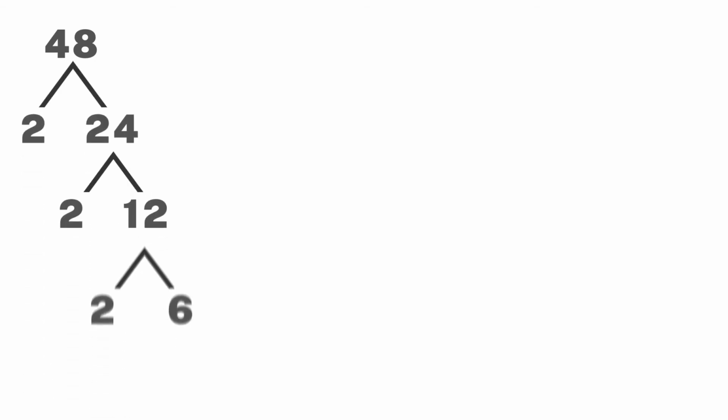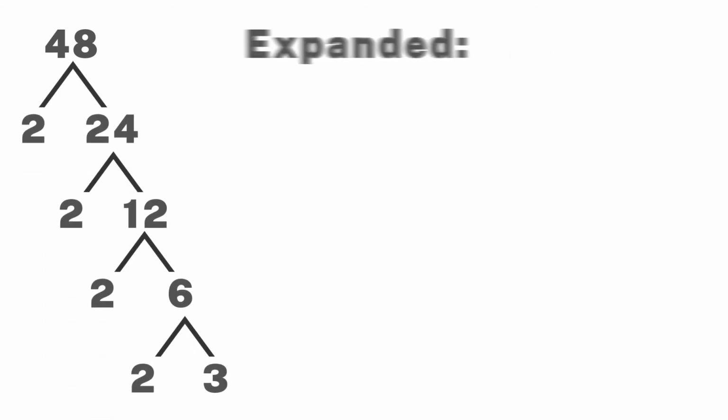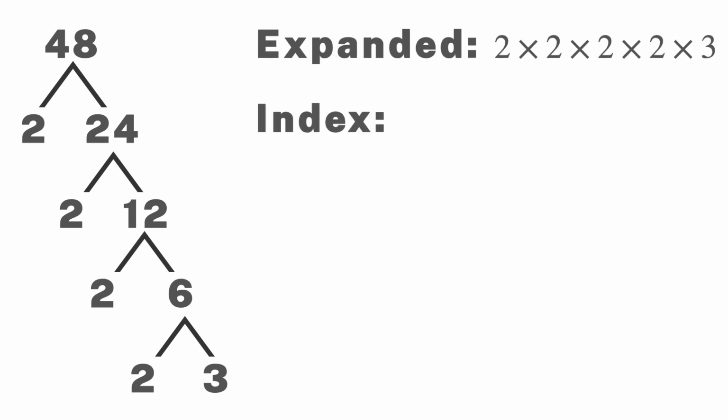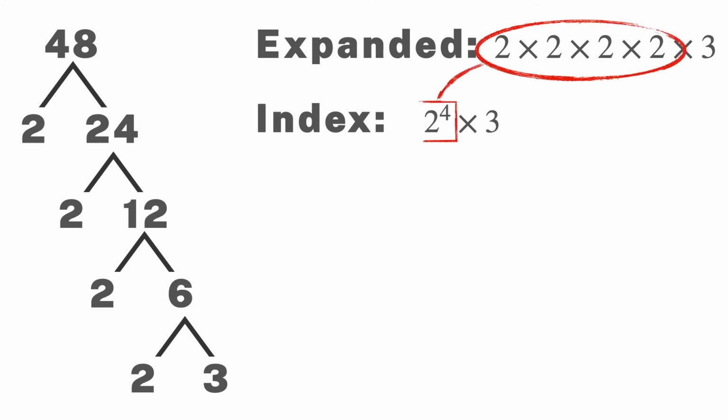Consider highly composite numbers. Nerd alert! Numbers with a lot of factors, like 48 or 120. Okay, let's start with 48. For 48 we have 2 times 24, 2 times 12, 2 times 6, and 2 times 3. And this can be written out as 4 2's, multiplying each other times 3, and then we can break this down into index form to write it more simply, where the 4 2's become 2 to the power of 4.